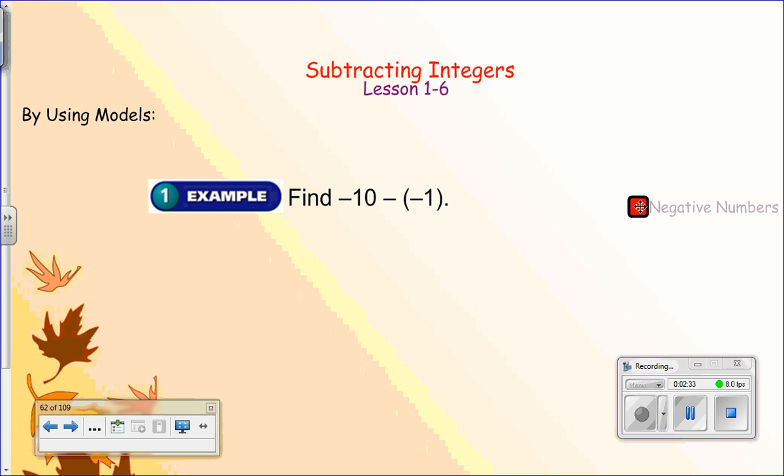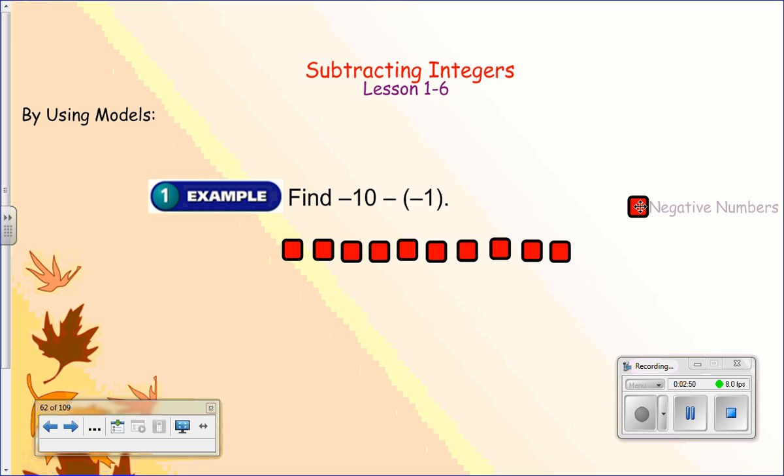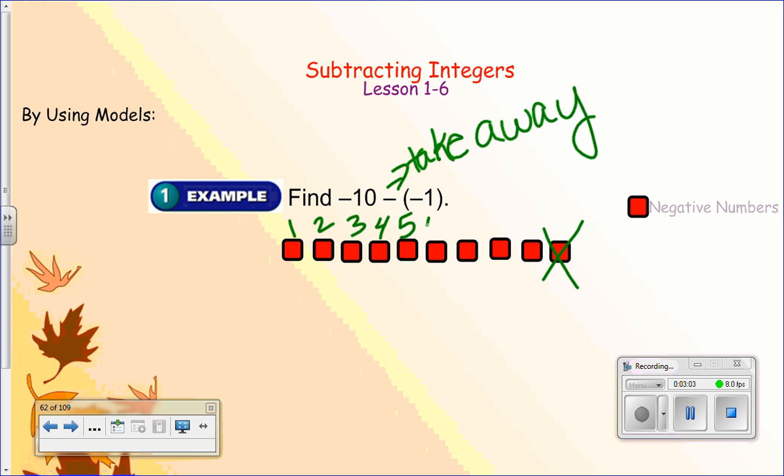All right, hopefully if you set it up, you'd realize that you need first 10 negatives, or 10 minus signs. There we go. I have 10 negatives. Now I'm going to take away a -1, or take away 1. And that leaves me with 1, 2, 3, 4, 5, 6, 7, 8, 9. 9 negatives. My answer here is -9. So this is the way to do it with models.